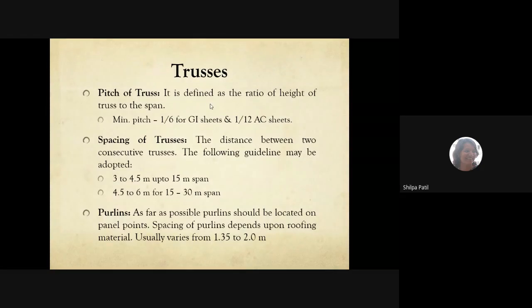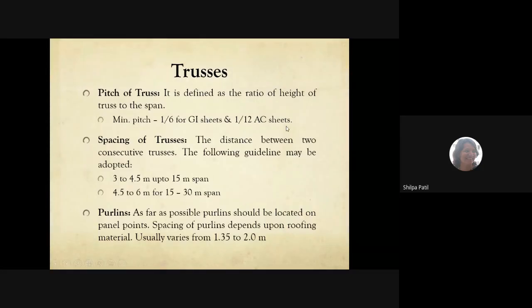So there are two widely used sheets in practice. One is the GI sheet, as I have written here. GI sheet means galvanized iron sheet. It is a metal sheet. It has a good ductility. So the pitch we can provide is 1:6. 1:6 is the minimum pitch we can provide with GI sheet.